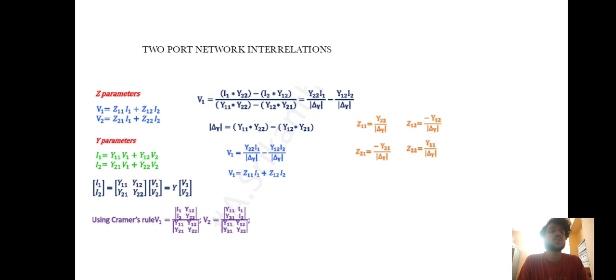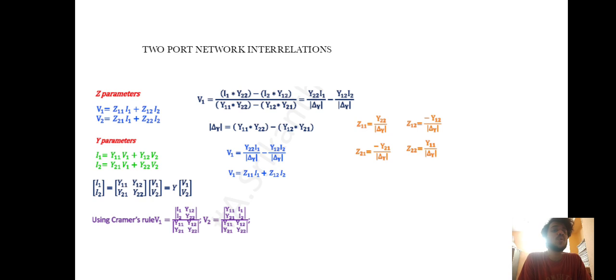into I1 plus Z22 into I2, where V1 equals I1 into Y22 minus I2 into Y12 by Y11 into Y22 minus Y12 into Y21, equals Y22 into I2 by delta of Y minus Y12 into I2 by delta of Y. Y parameter: I1 equals Y11 into V1 plus Y12 into V2. I2 equals Y21 into V1 plus Y22 into V2, where V1 equals Y22 by delta into I1 minus Y12 into I2 by delta.